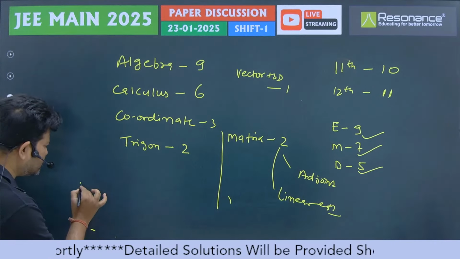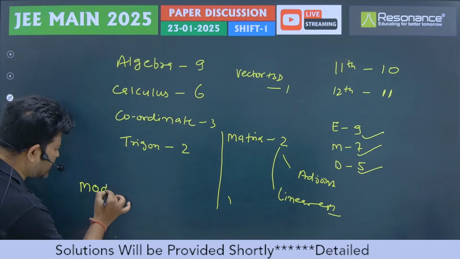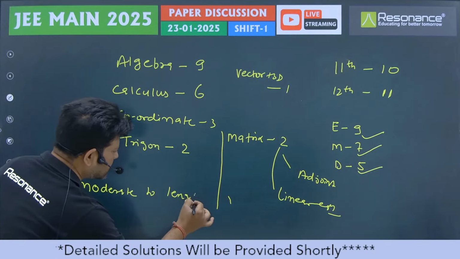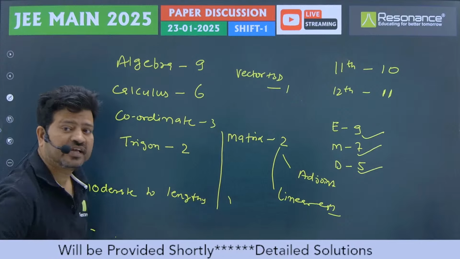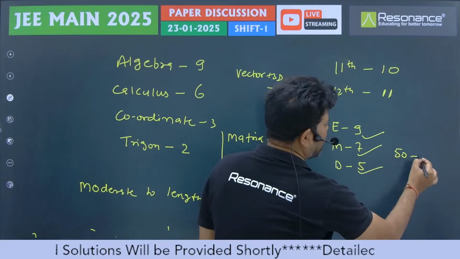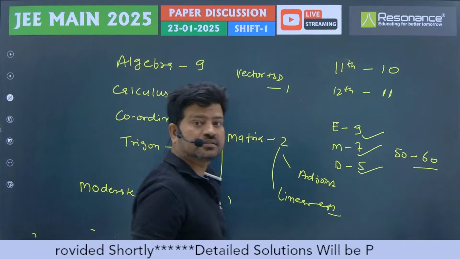So final conclusion, this paper is a moderate to lengthy paper. We can think, if anybody is getting around 50 to 60 marks in this paper, then that is good marks for this one.